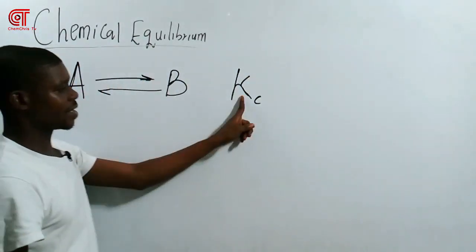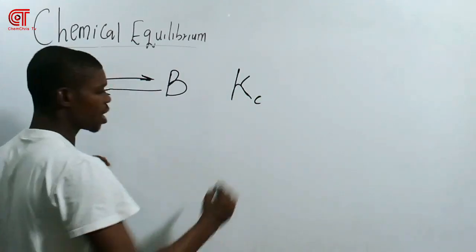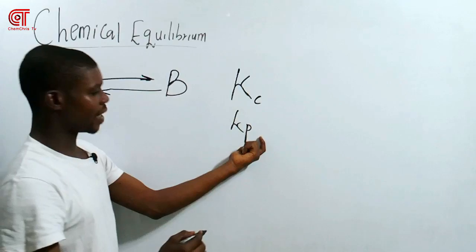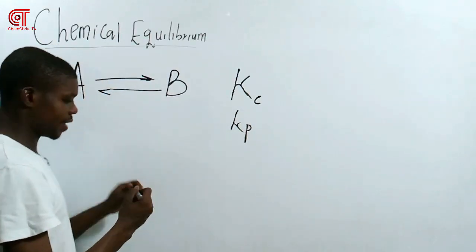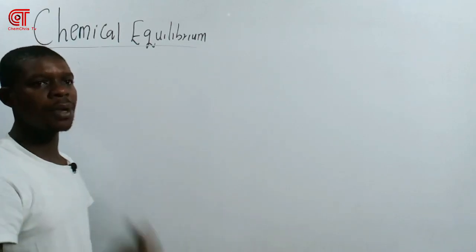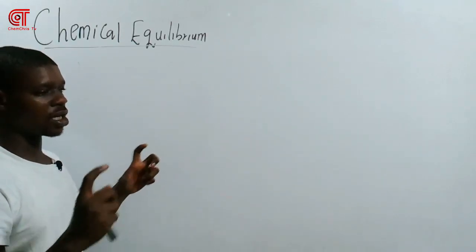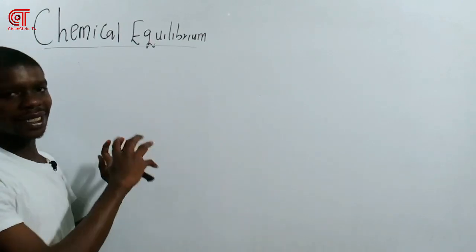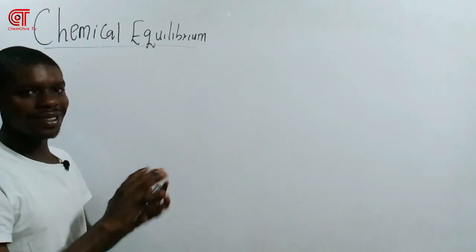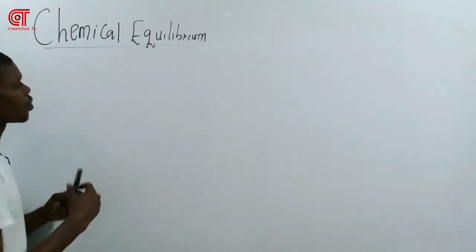Now when we talk about Kc, it is the equilibrium constant in terms of concentration. We also have Kp, the equilibrium constant in terms of pressure. We are going to look at each of these here. So let's take a homogeneous reaction. When we talk about a homogeneous reaction, all the species, both the reactant and the product, have the same state. So we are going to look at gases.